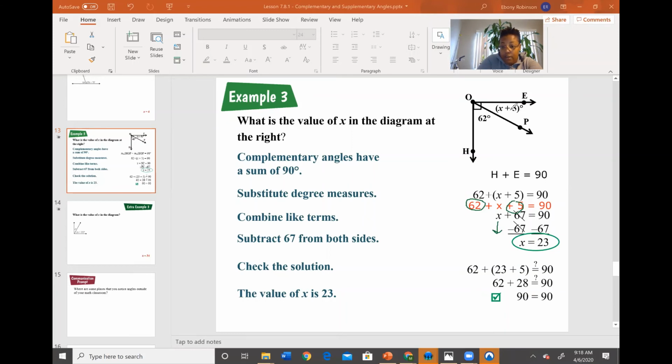Now I can figure out what the value of this actually is. 23 plus 5 is 28. So that angle EOP is actually 28. And 62 plus 28 is 90. And so since both sides equal 90, I am all good.